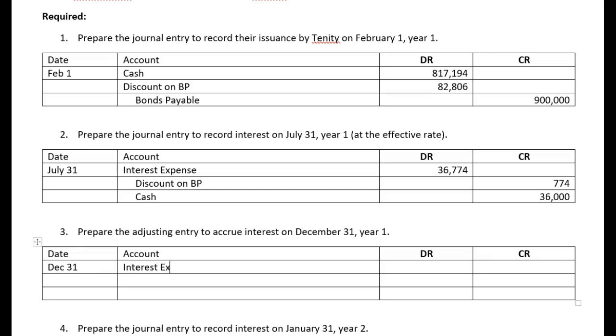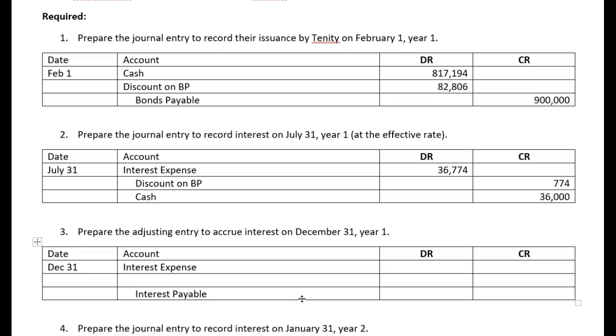So just like before, we're going to hit our interest expense. Now, instead of doing cash, excuse me, we're actually going to do interest payable because we're not paying the interest until January 31st. So go here, and we're going to do interest payable instead of that cash. All right, now to calculate the interest expense, it's the same formula. You take your carry value times your effective rate times time, keeping in mind that this is only 5 of the 12 months possible.